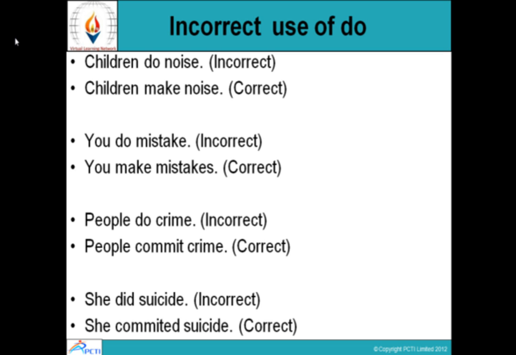She did suicide. Again, suicide is the name given to the act. So it becomes a noun. So you can't do a noun. You do an action. You do a verb. So here we don't say she did suicide. We say she committed suicide. That is the right way of saying of the action performed of suicide.